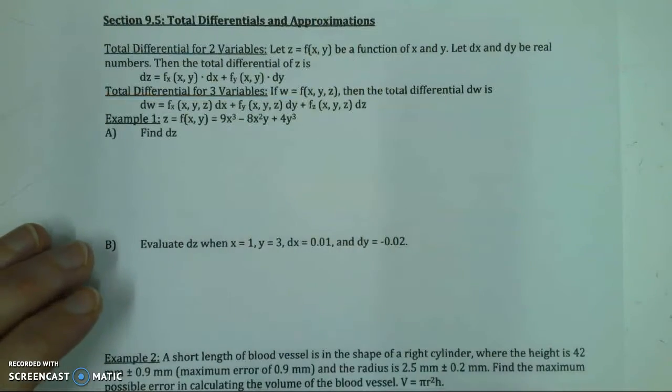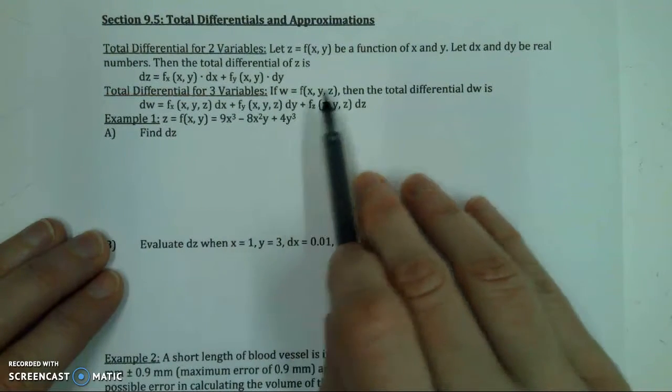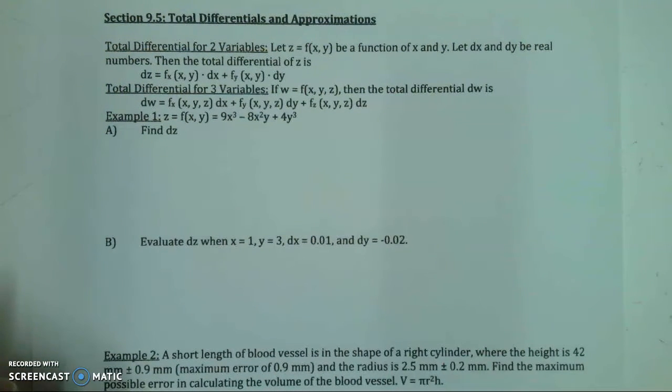So similarly, if it's 3 variables, we'll have the partial at x times dx, plus the partial at y times dy, plus the partial at z times dz. But otherwise, these are pretty much the same. So let's see an example. I've got f of x comma y is 9x cubed minus 8x squared y plus 4y cubed.